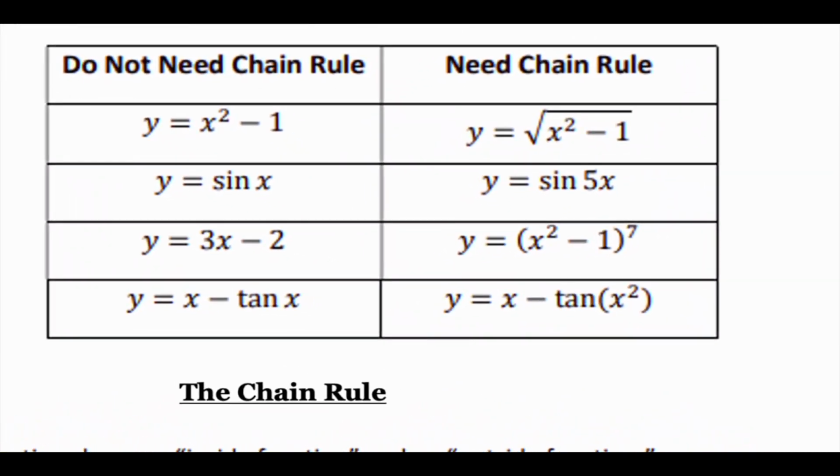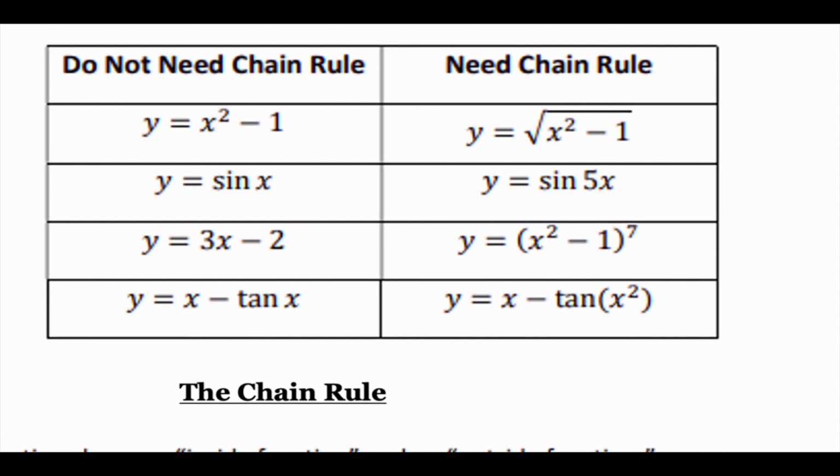The ones on the left, we don't need to use the chain rule for. For the first one, we would just use the power rule. Move the 2 to the front, subtract a power, the derivative of -1 is 0. This guy is what we did yesterday, right? The derivative of sine of x is just cosine of x. Same thing here, we would just use the power rule, so the derivative of that would just be 3. We would find the derivative of this guy, which is 1, minus the derivative of tangent, which is secant squared. We don't need the chain rule.